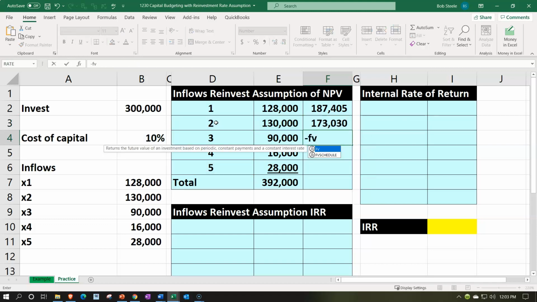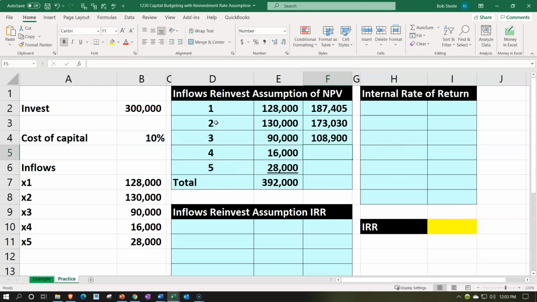Negative future value, shift 9, rate 10%. We would absolute reference F4 on the keyboard, $ before the B, $ before the 4, comma, number of periods. We'd say 5 down here, absolute reference F4 minus the 3 up top, therefore the 5 would stay the same, 3 would then move down, comma, comma, and then 90,000, and enter.